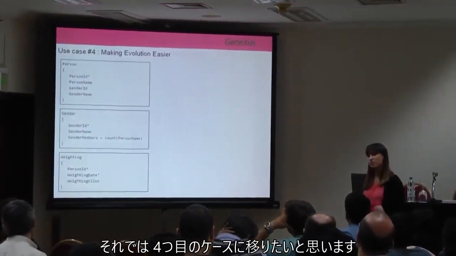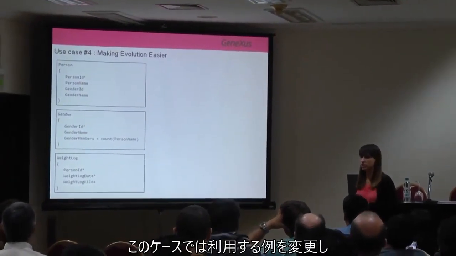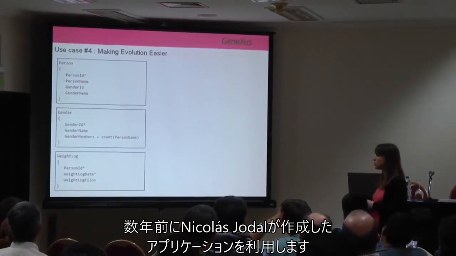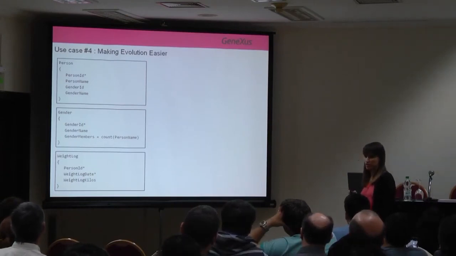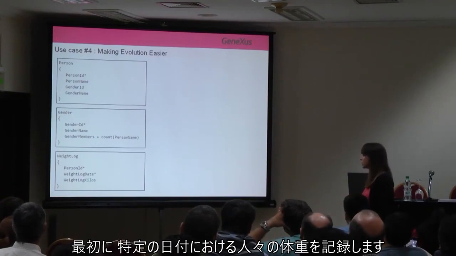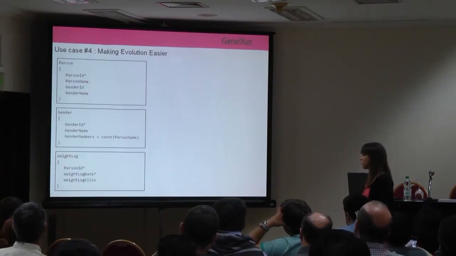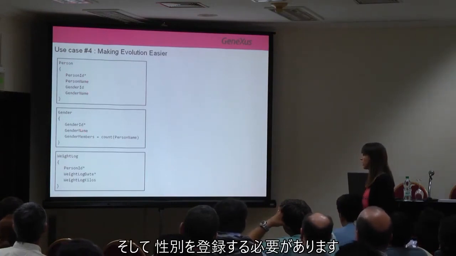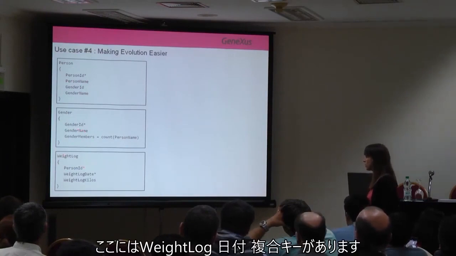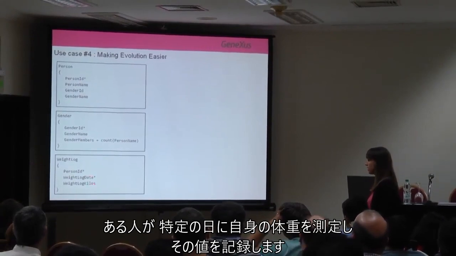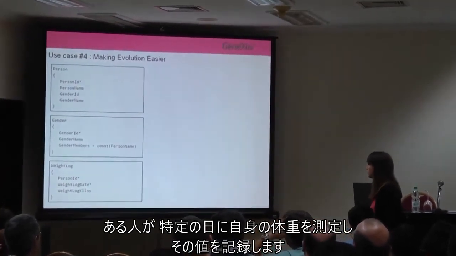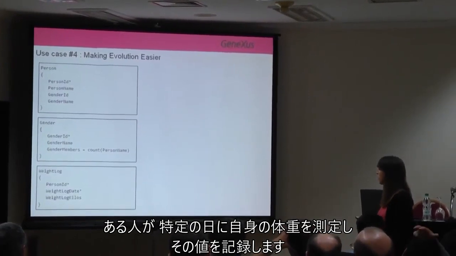So let's go to the fourth case, and we are going to change the example because this is an application that Nicolas Rodal made a few years ago. I'll tell you about it. It was firstly to record the weights of the people at certain dates. Firstly, you have to register the gender, and here we have a log of weights which has a weight log, a date, and a complex key. So the person would weigh herself or himself at a certain date and record the weight.